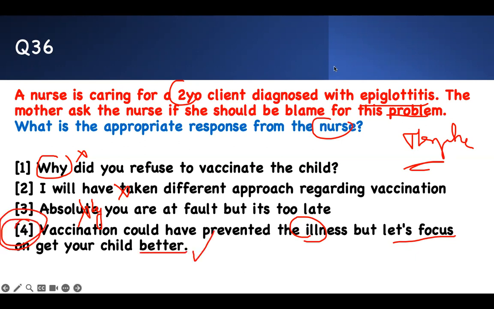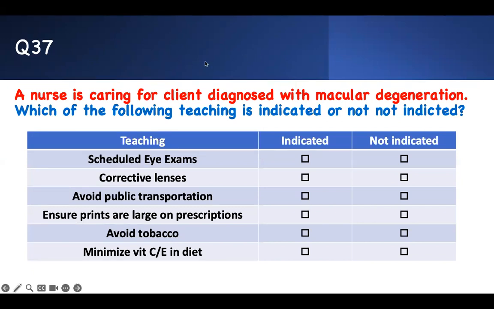Number 4 is correct. Now number 37. A nurse is caring for a client diagnosed with macular degeneration. Which of the following teaching is indicated or not indicated? What do you see? With macular degeneration, they lose central vision. Peripheral vision is intact. It becomes a problem. They can't drive, they can't see well. So that is a problem.